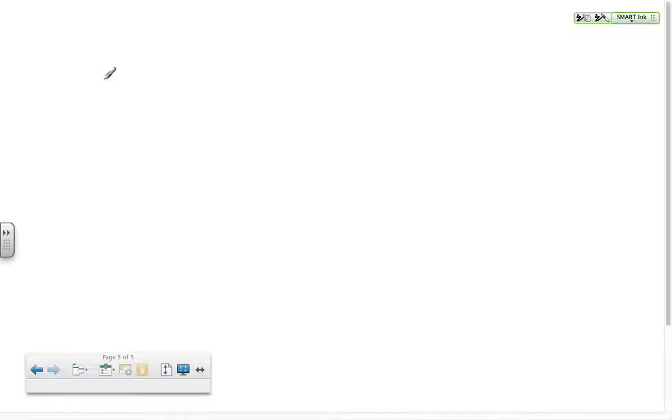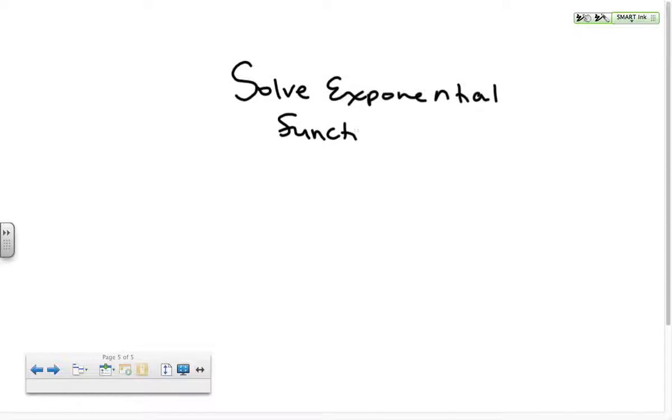Okay, so today's homework is going to be a little bit harder than last time. We're going to learn how to solve exponential functions using logs. So we're going to learn how to solve exponential functions using logs.